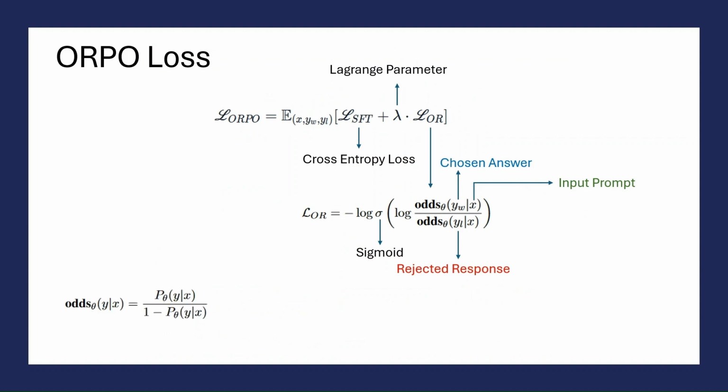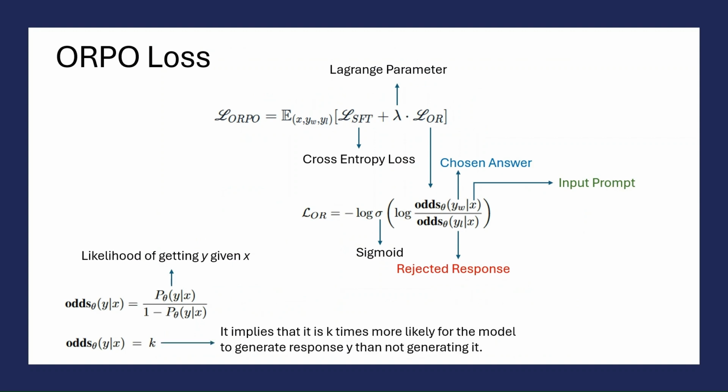The odds function is defined by this formula in which P of Y given X shows the likelihood of generating Y given X. Odds function equals K simply means that it is K times more likely for the model to generate Y than not generating it. Note that by minimizing this loss function, the odds ratio is maximized, which allows the model to generate more preferred responses.